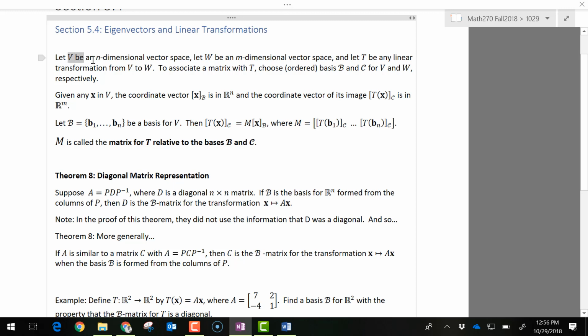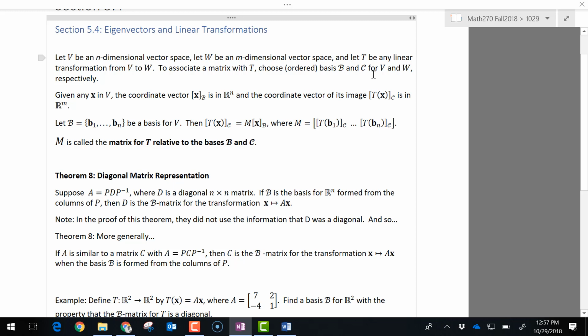So if you have a vector space V that's in Rn, or n dimensional, it doesn't have to be Rn, and W, which is an m dimensional vector space, and T is a linear transformation from V to W, then we can associate a matrix that represents the transformation if we have a basis in V and a basis in W.